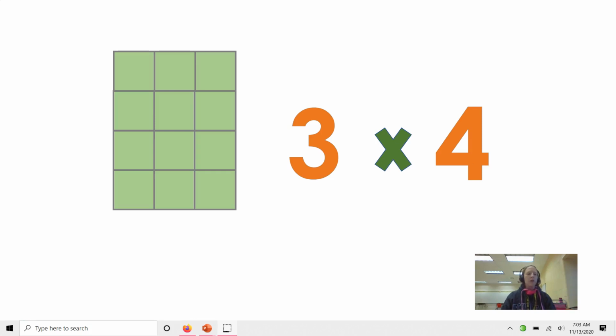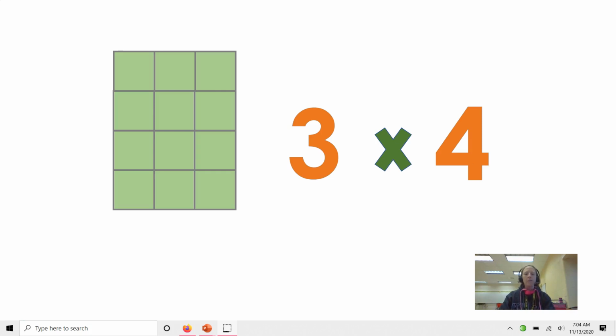Today, we are going to be learning about the distributive property of multiplication. The distributive property looks at a multiplication sentence and breaks one of the factors into smaller chunks, making it easier to multiply. Let's look at the first problem.